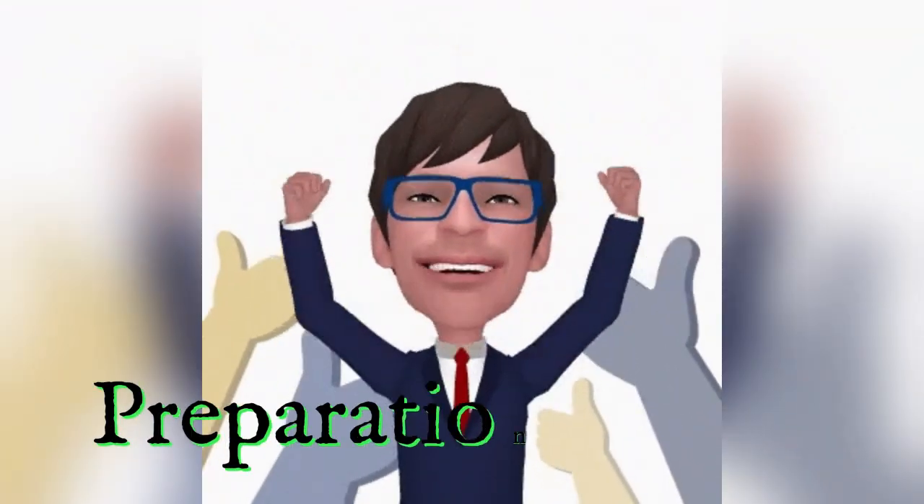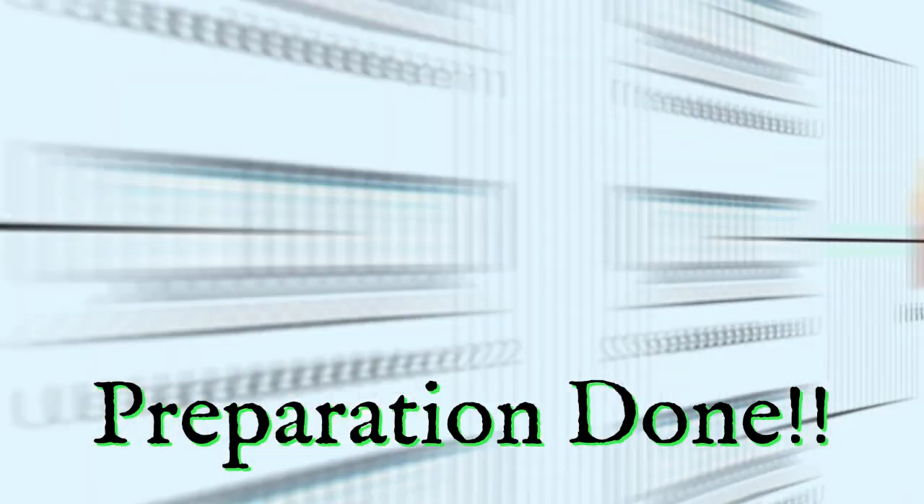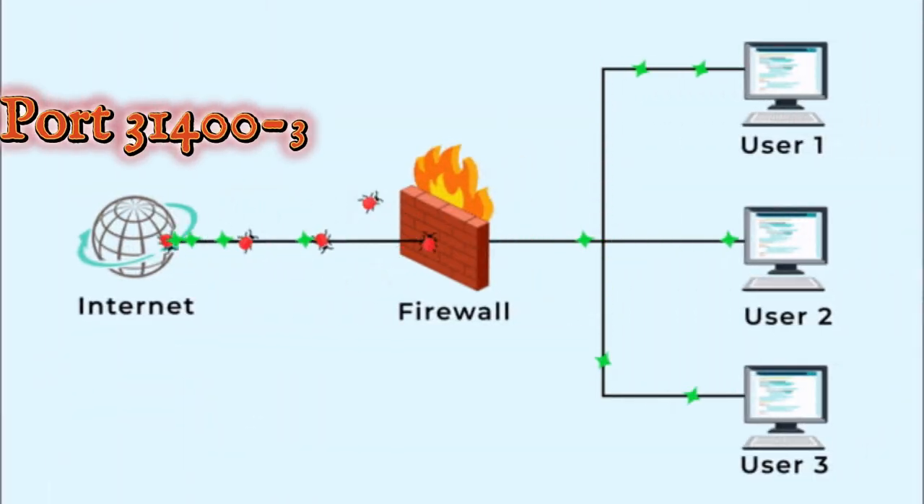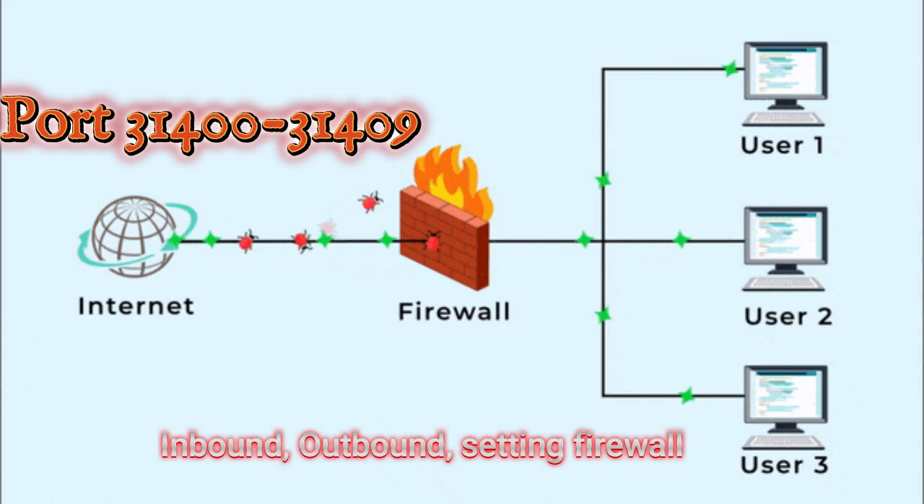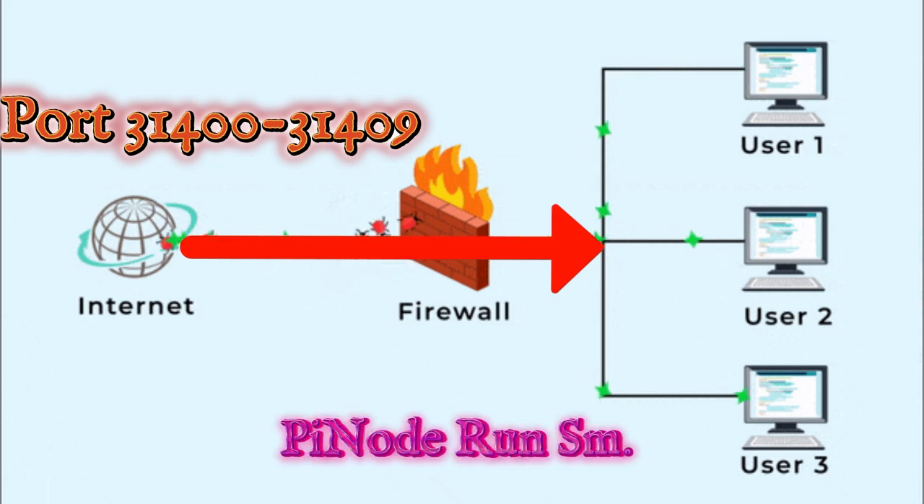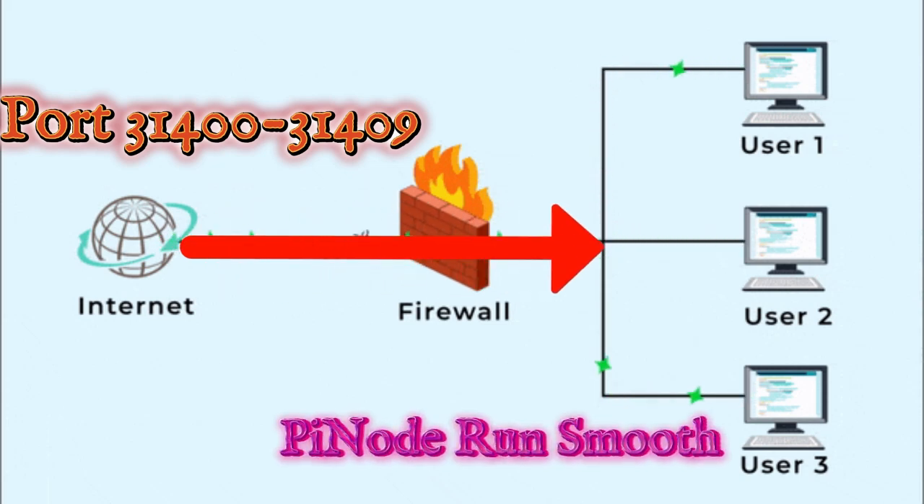If you are now in this chapter, I assume you have already succeeded in all the preparation. Now, we need to configure the firewall. It is necessary for your PiNode to run smoothly. Proper firewall settings are crucial. I'll show you how to configure inbound and outbound rules for ports 31400 to 31409, and how to allow PiNode through your firewall without turning off Windows Defender.